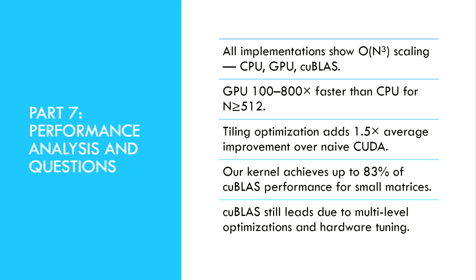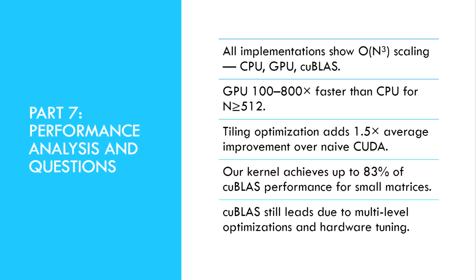Part 7 was the performance analysis, where different questions were answered. Our implementation shows O(n^3) scaling amongst the CPU, GPU, and cuBLAS. The GPU was 100 to 800 times faster than the CPU for n greater than 512.